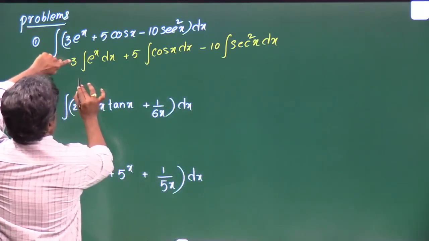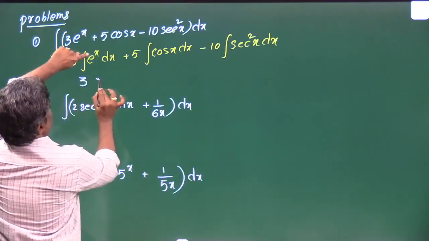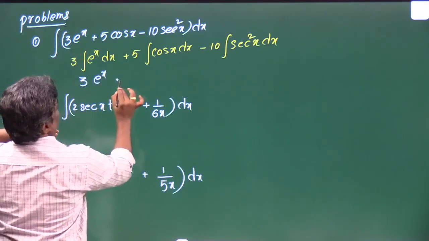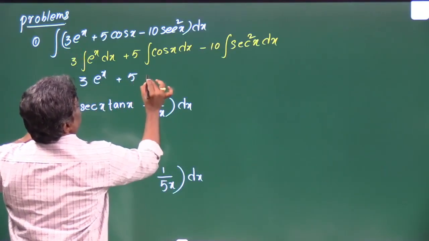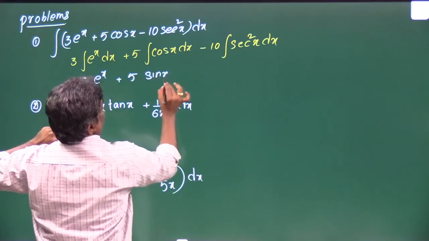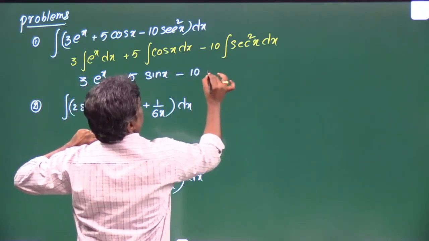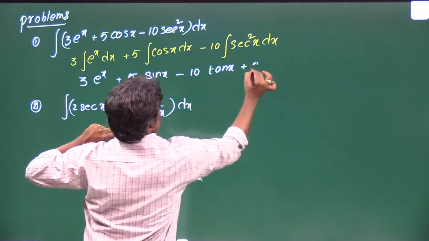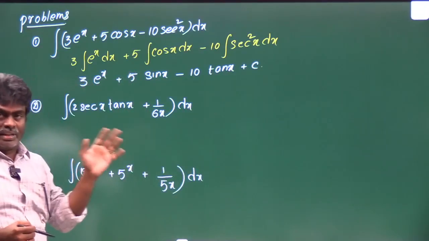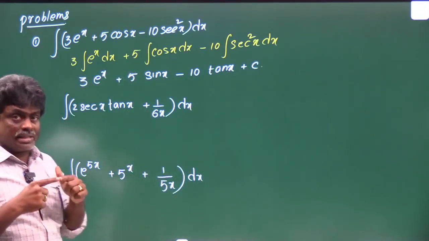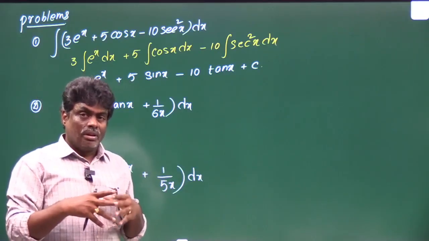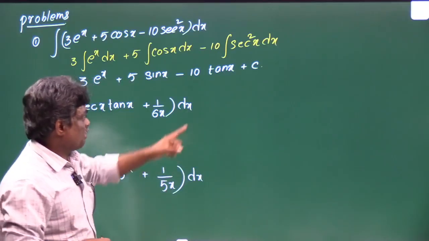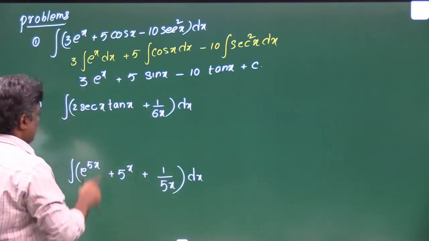Okay, so just now we have seen, this is 3, e raised to x, integral of e raised to x only. This is 5, cos x, integral is sin x, minus 10, secant square x, integral is tan x, plus some constant c. Indefinite integral, we are finding a set of all antiderivatives. That's why we have to take a plus c. And the next one.